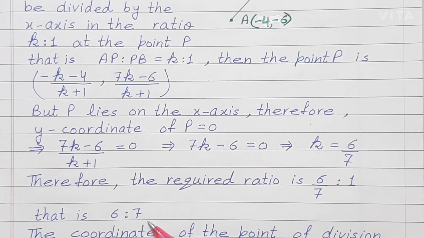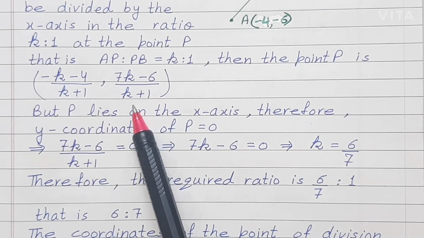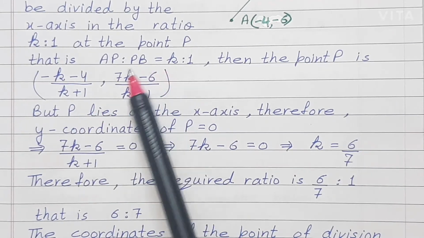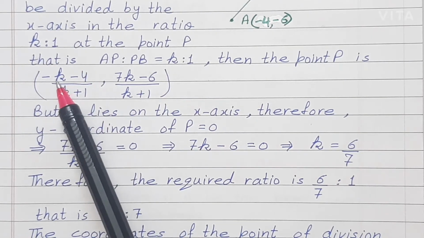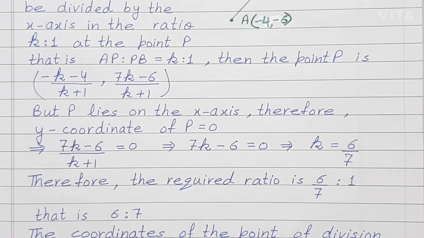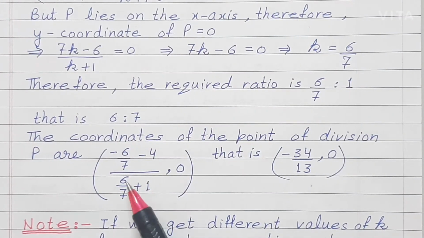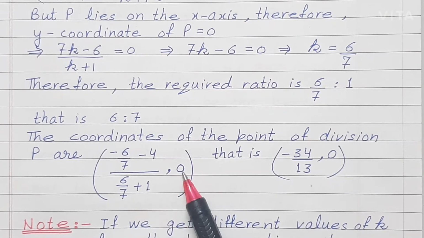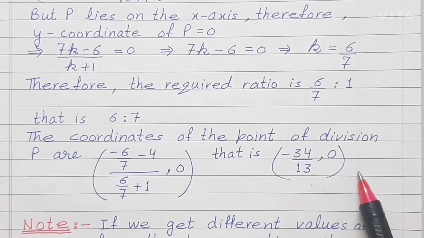Clear? Now let us find the coordinates of P. How to find? Let's substitute the value in any one coordinate here. We know that the y coordinate is already 0, so let us put the value in x coordinate. So here k is 6 upon 7: (-6/7 minus 4) upon (6/7 plus 1), and y is 0. So the answer is (-34/13, 0). I hope it is clear to you.